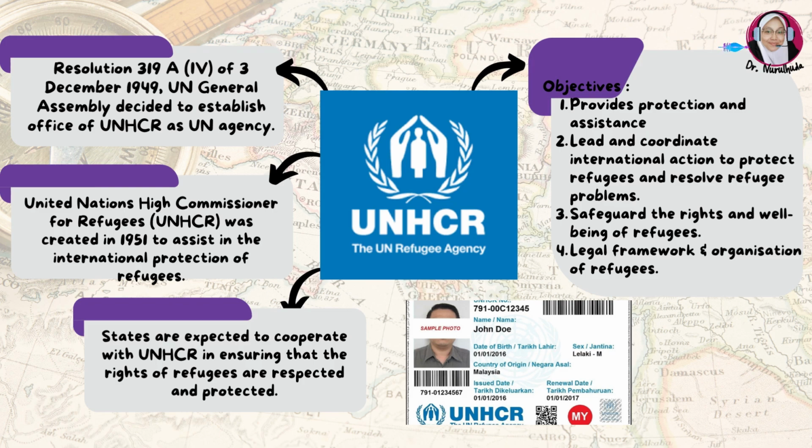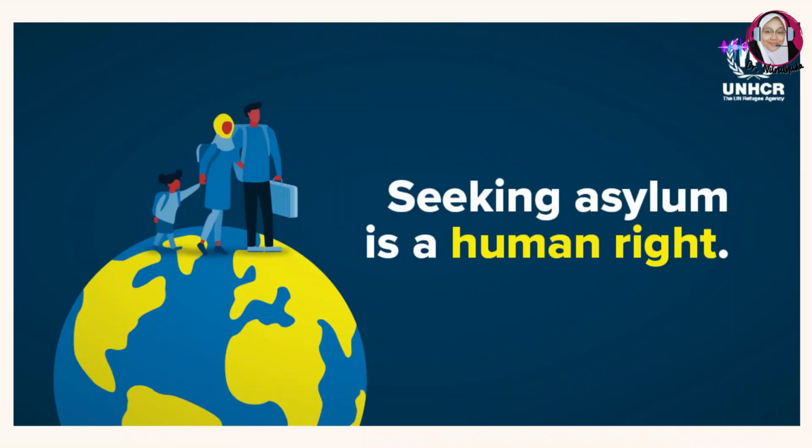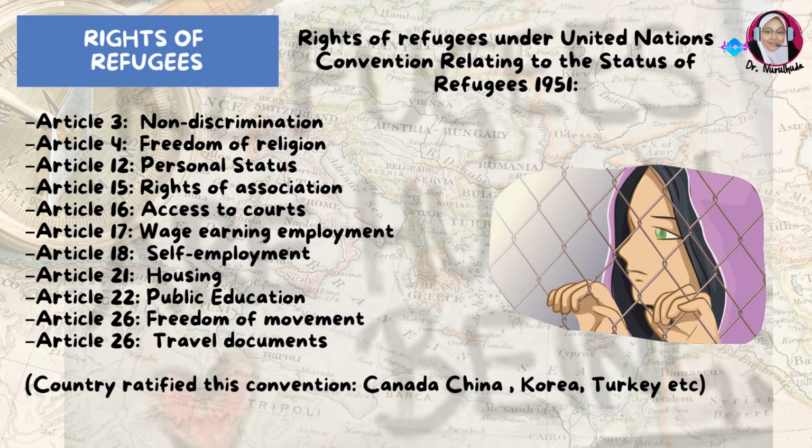With regards to the UNHCR, a little bit on the history: it was established by Resolution 319 A (IV) on the 3rd of December 1949, where the UN General Assembly decided to establish the Office of the UNHCR as the UN agency. Okay, so that's about the UNHCR. Basically, seeking asylum is a human right. This is what is promoted by the UNHCR. It is a right of these people to find a place which they think is safe for them.